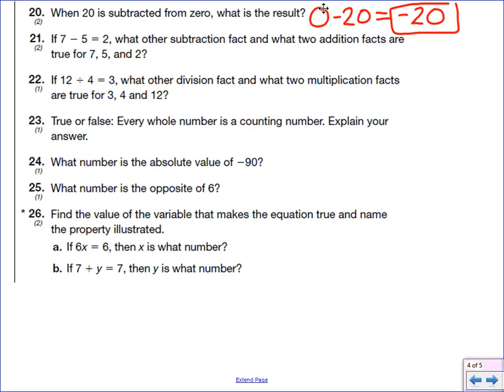If 7 minus 5 equals 2, what other subtraction fact and what two addition facts are true for 7, 5, and 2? Well, you switch the place for the 5 and the 2. And then you also know that 5 plus 2 equals 7, and 2 plus 5 equals 7.